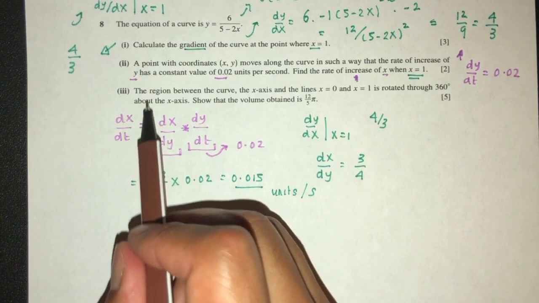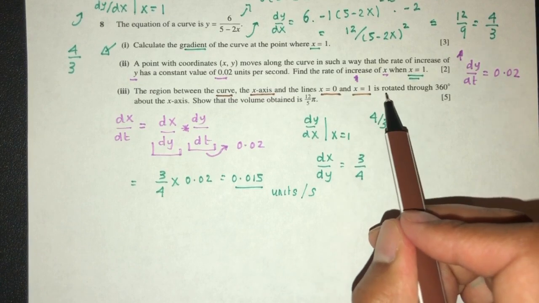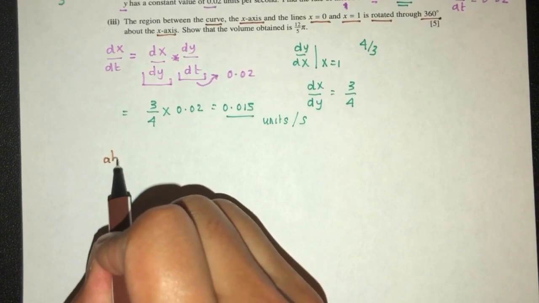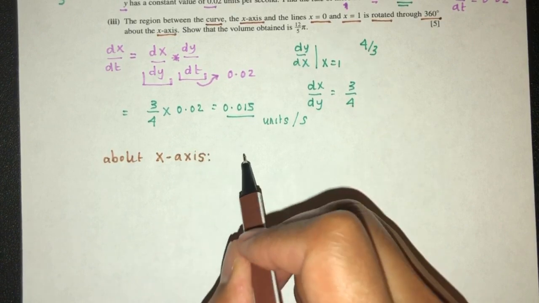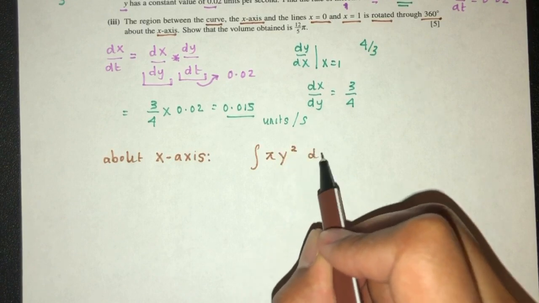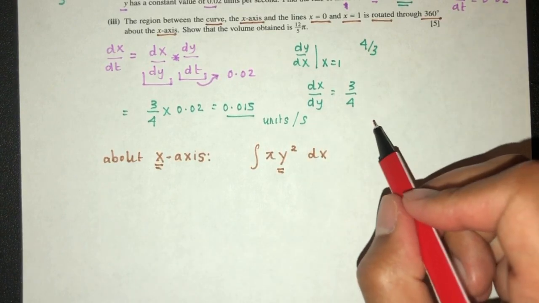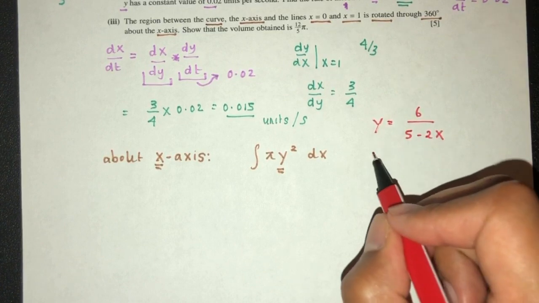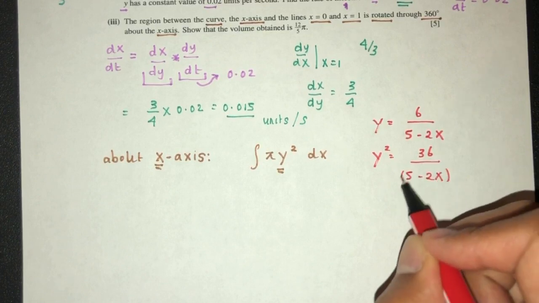Now for part 3, the region between the curve, the x-axis, and the lines, this and this, is rotated through 360 degrees about the x-axis. Now again, for rotation about the x-axis, we are using this formula right here, which is the integration of pi y squared with respect to dx. Now y was found to be 6 over 5 minus 2x. So y squared has to be 36 over (5 minus 2x) squared.